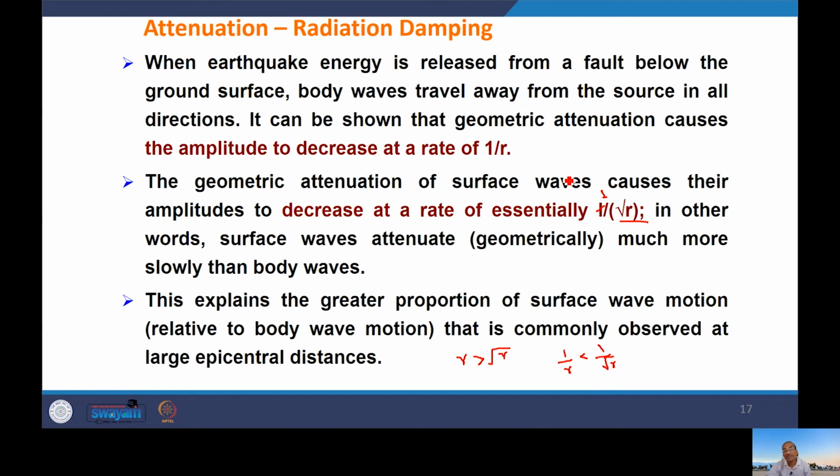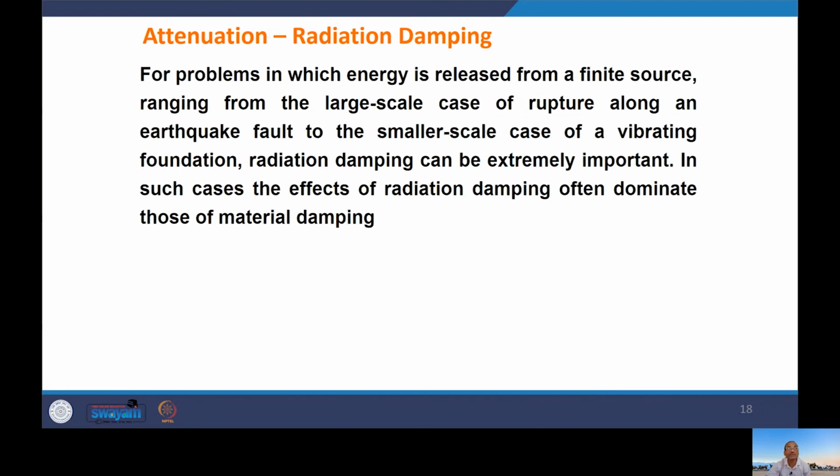So that's why it can be explained that there is a greater proportion of surface wave motion relative to body wave motion, which is commonly observed at large epicentral distance. So when you have a large epicentral distance, the amplitude of surface waves is higher than that of body waves. So it can be explained.